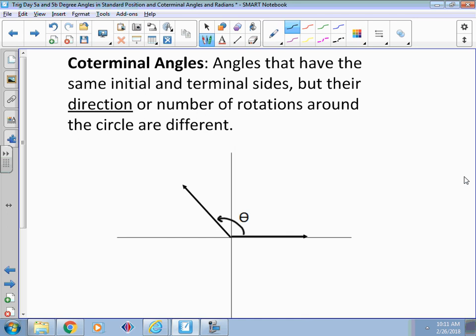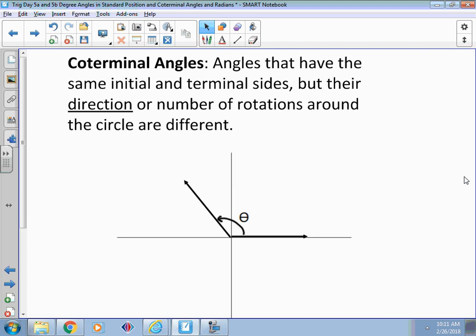Coterminal angles are angles that have the same initial side and the same terminal side, but I'm getting there in a different direction and in a different way. So, for example, on this one, I must have started here and opened it up to here. How do I know that? Because that's what the picture is showing with the angle measure there.